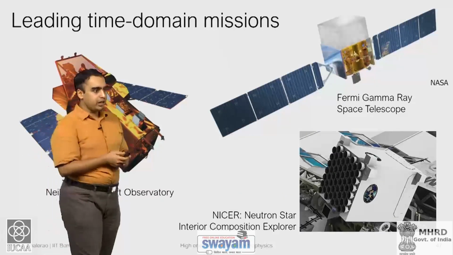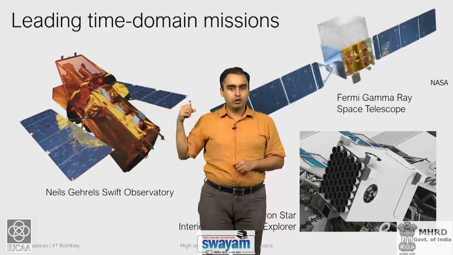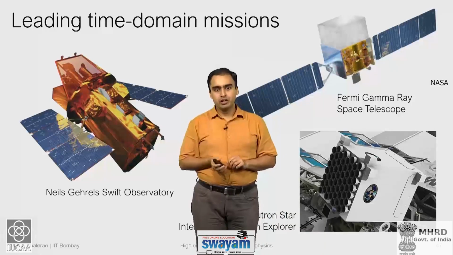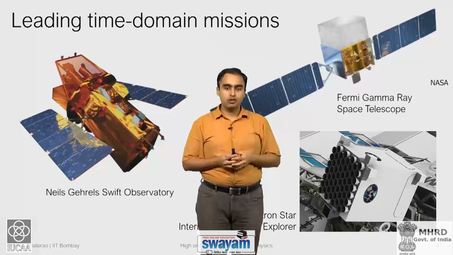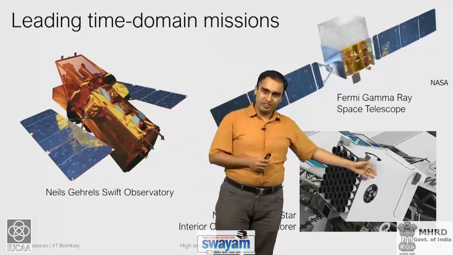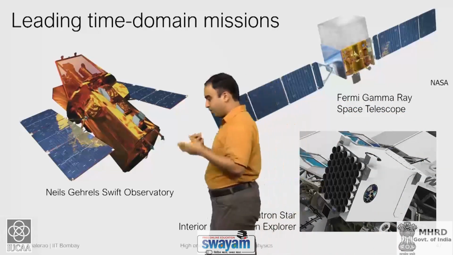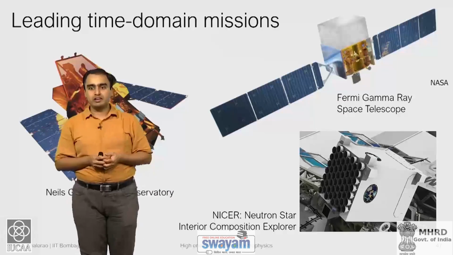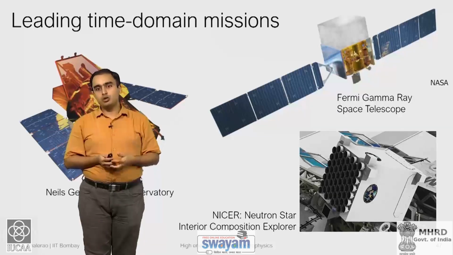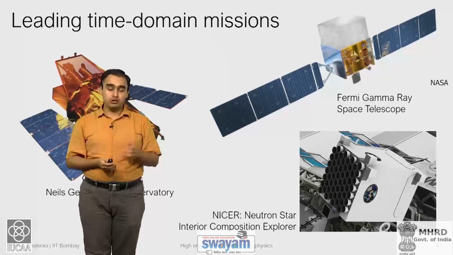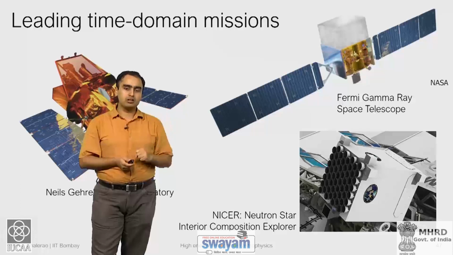Let us look at some other leading time domain missions. So, the most popular mission for detecting GRBs arguably is this one, the Neil Gehrels Swift Observatory. It is a satellite that has revolutionized our study of gamma ray bursts, and then here we have the Fermi Gamma Ray Space Telescope. On this side here we have NICER, the Neutron Star Interior Composition Explorer, which is a very recent experiment that has flown on board the International Space Station, and that is really giving us a lot of new insights into the behavior and physical properties of neutron stars and actually even some black hole sources.